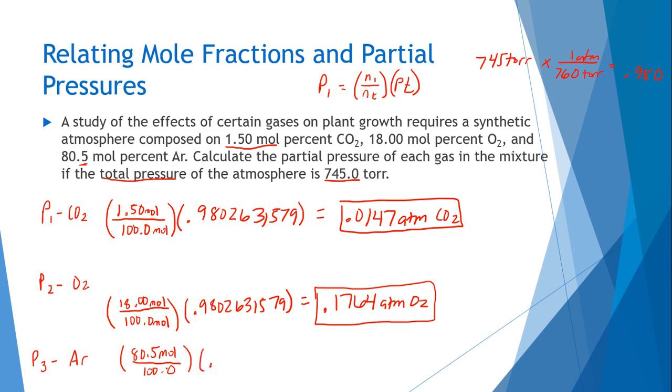And we're going to multiply it by the same total pressure. Okay. And when you guys go ahead and equal that out, we're going to round it to 3 sig figs based on the numbers that I'm given. So 0.789 atm of argon.